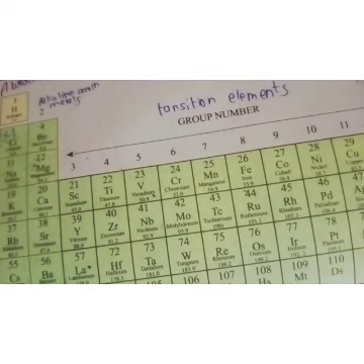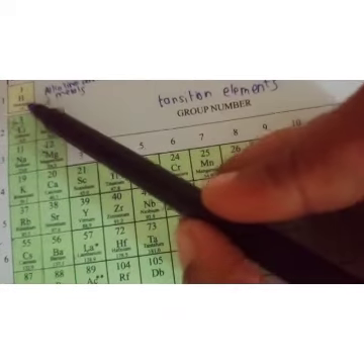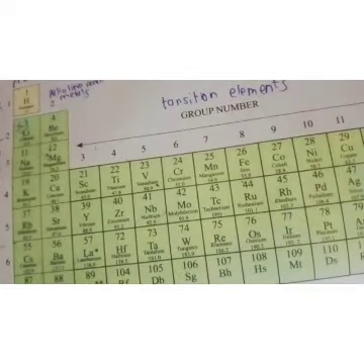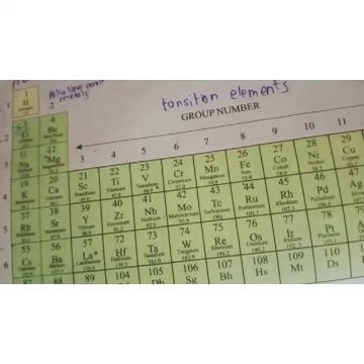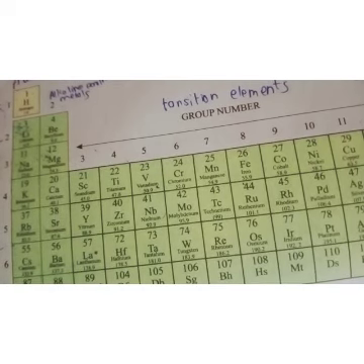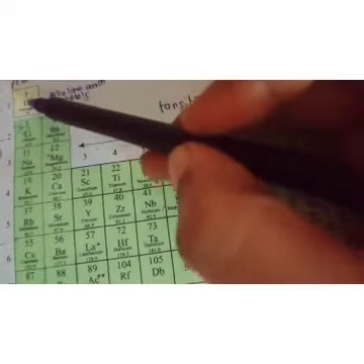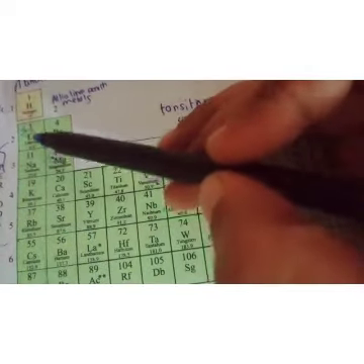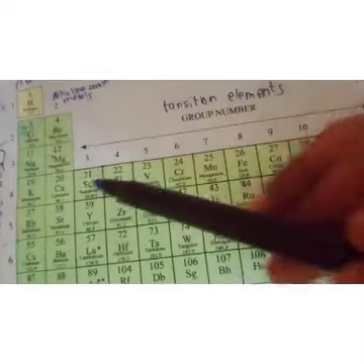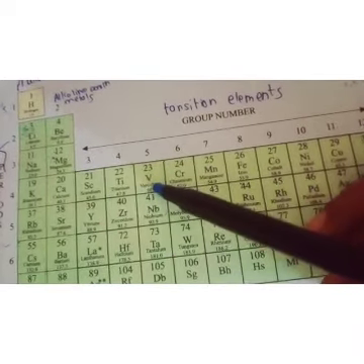Now let us study about various groups. There are 18 groups in this periodic table. All the elements present in a group have the same number of valence electrons. That means this is the first group elements. This is the first group. This is the second group, third group, fourth group, fifth group.